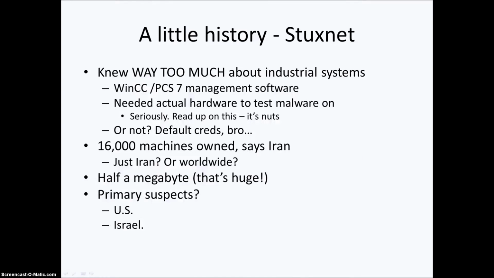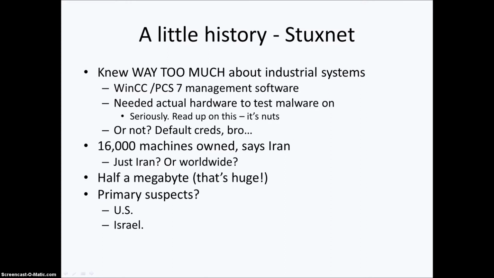Whoever developed Stuxnet knew a scary amount of information about industrial systems. Like, they had to know the details of process management software like WinCC and PCS7. And to be honest, it would be next to impossible to write malware that was as effective as Stuxnet without some kind of physical access to actual industrial hardware to test some malware on. Especially you conspiracy theorists out there, I would recommend reading up on this because it's really kind of a crazy thought, right? That they had to have actual access to this hardware.